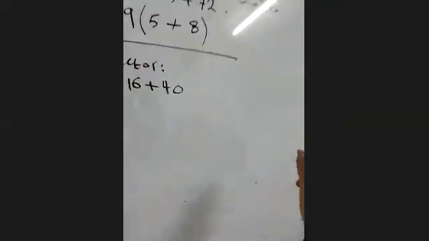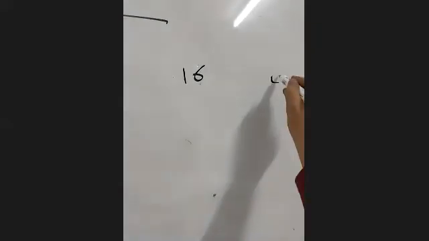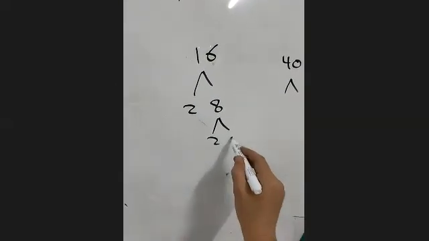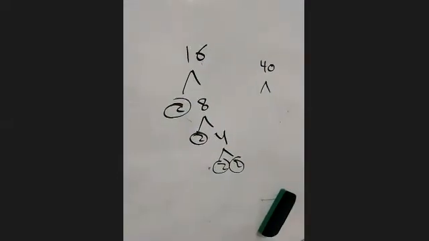I will go by the side and find the GCF of the two numbers, 16 and 40, by using the three-way. This is 2 by 8, 2 by 4, 2 by 2, and all of these are circled.